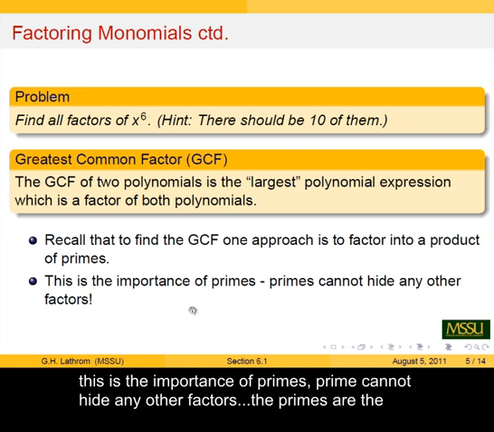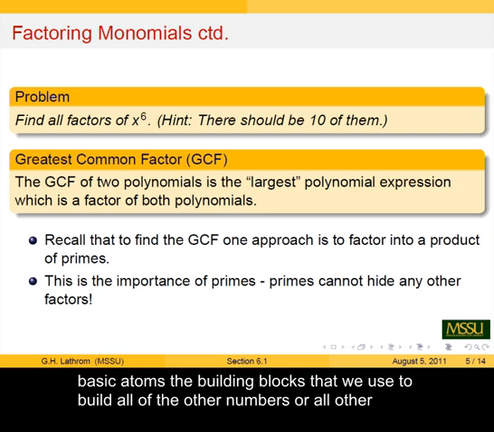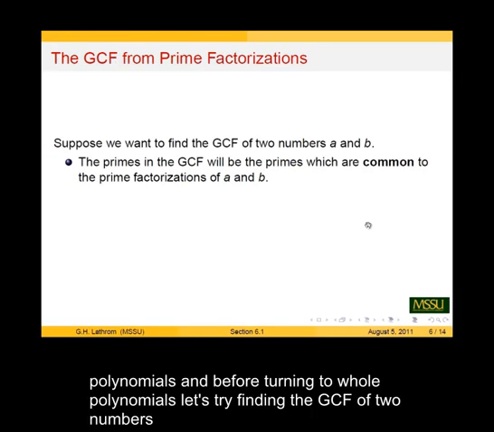Primes cannot hide any other factors. The primes are the fundamental elements. They are the atoms. We can't factor them any further. So those are our basic atoms. Those are our building blocks that we use to build all other numbers or all other polynomials.